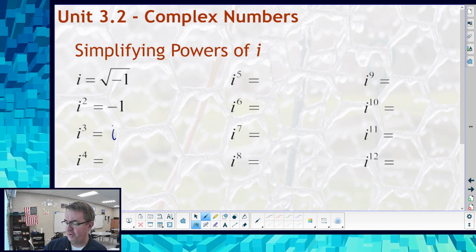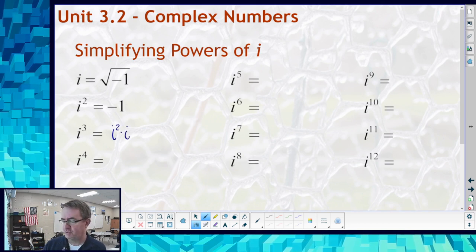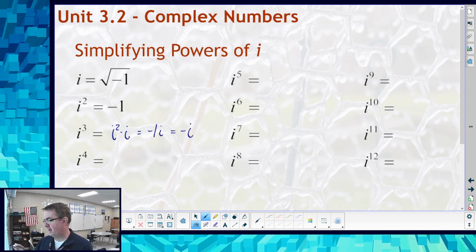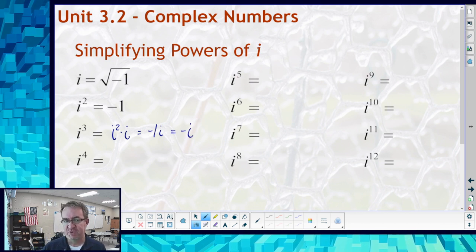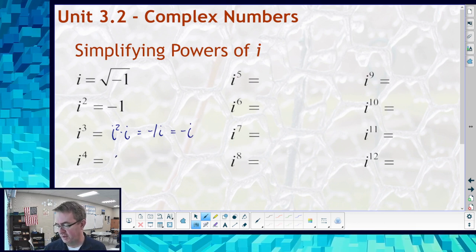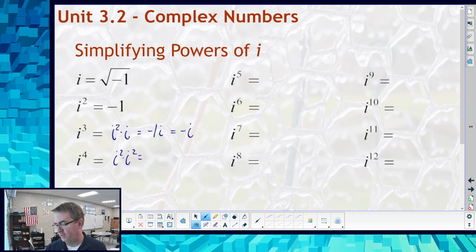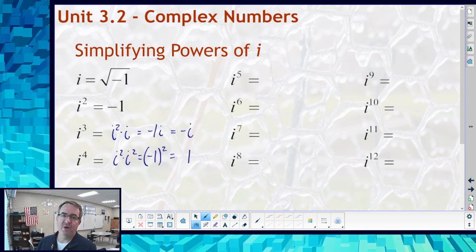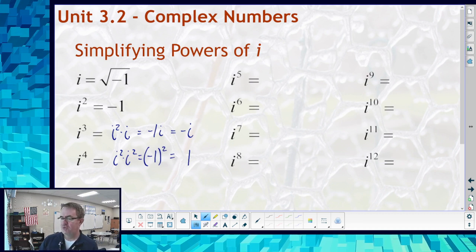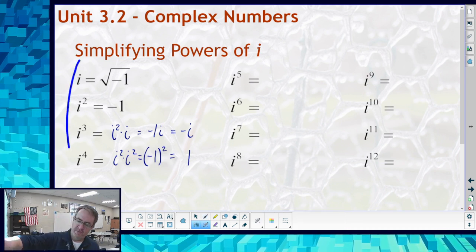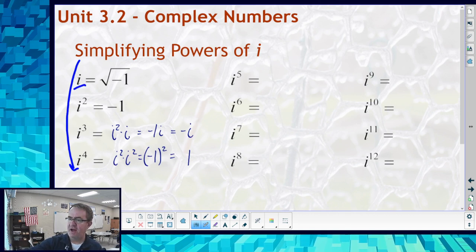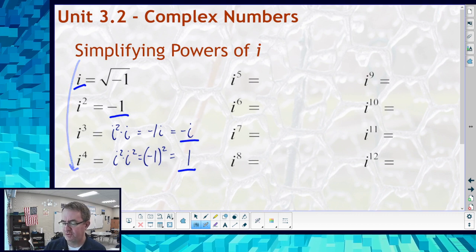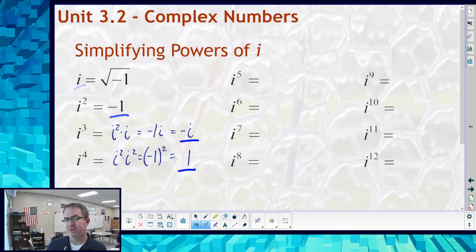Okay, i to the third is really i squared times i. Why does that matter? Because i squared is negative 1. So I'm just going to get negative i, or the opposite of i, out of that one. What happens when I have i to the fourth? Well, I've got i squared times i squared. What's that? It's negative 1 squared, which is 1. So notice here already, I have i here, this is negative 1, I have the opposite of i, I have 1. There's no reason for i to the third or i to the fourth to exist, because I can always simplify it. And that's always going to be true.